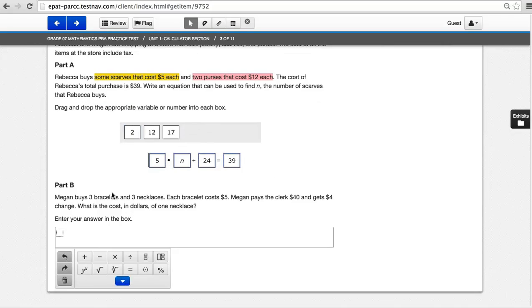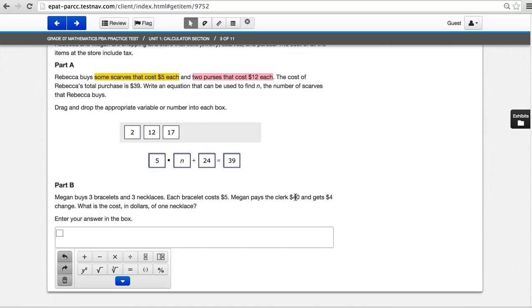On to section B. Megan buys 3 bracelets and 3 necklaces. Each bracelet costs $5. She pays $40 and gets $4 change. What is the cost in dollars of 1 necklace? Enter your answer in the box. Note they don't give you the equation. You've got to figure this out for yourself.